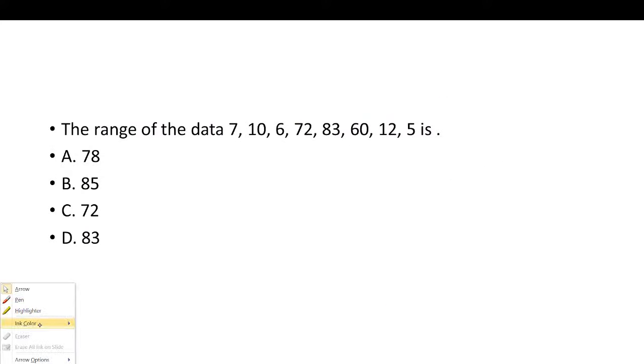Can you answer this question? Range of the data. What is the highest number and what is the lowest number, and find out the difference. Highest number is 83 and what is the lowest number? 5. Comment your answer.